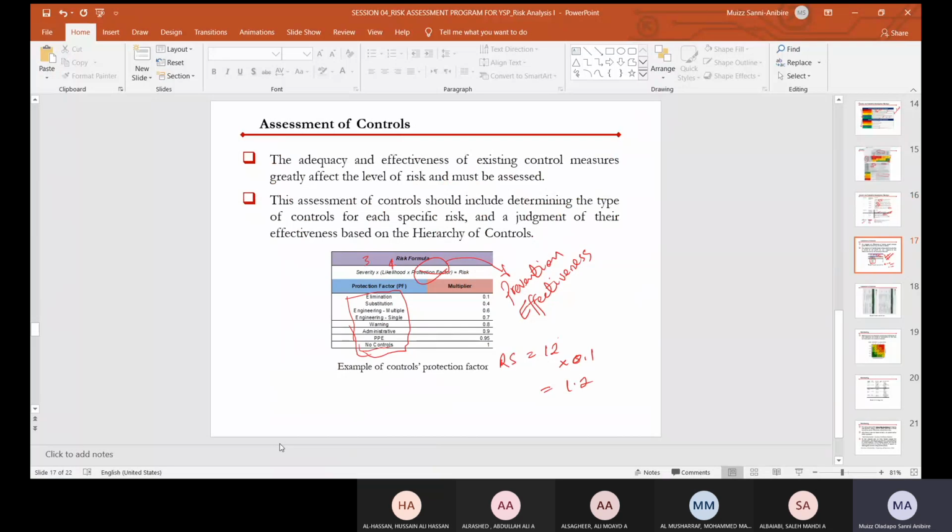Now, if you have 12 and then you use a different kind of strategy like PPE, that's going to be 12 times 0.9, and that's probably still going to be something around 11 or thereabouts. Or if you don't use any controls at all, then it still remains 12. So basically, this is how you use the prevention effectiveness or prevention factor as shown in this table, and that's how you can assess the effectiveness of the controls that are either existing or that you have recommended.